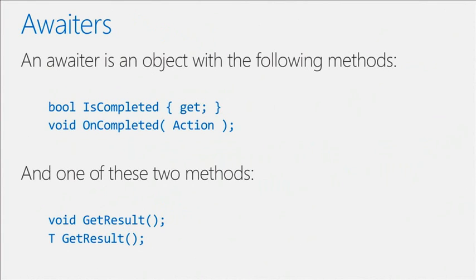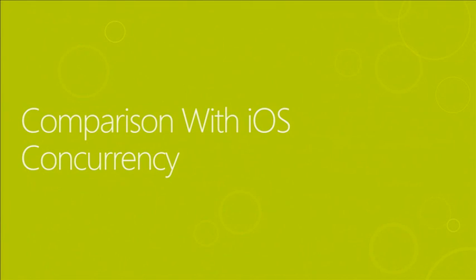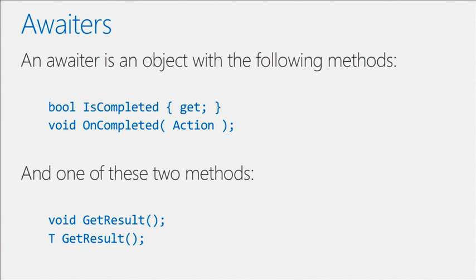And the awaiters have the following methods. You can check to see if they're completed. You have an OnCompleted action handler, and one of the two GetResult methods. And tasks have all that, so that's how they are used as an awaiter.